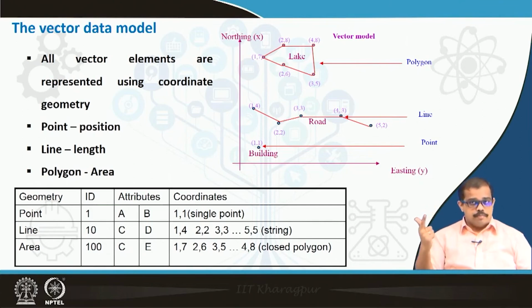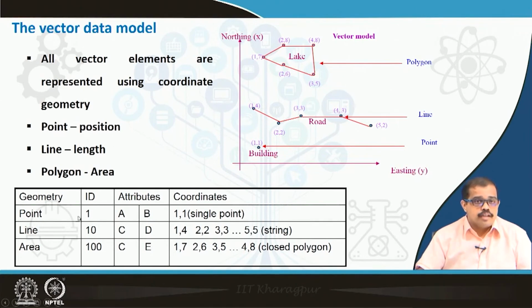Point is nothing but a position, line is a length, and polygon is an area. That is what I am representing here. If there is a lake here, it is representing a point. When there is a line, it is representing connected line segments and is representing length. If it is a building, a point here, or even these points represent the position of that particular place, the geographic coordinates.